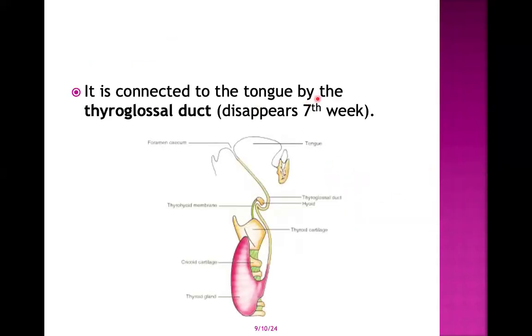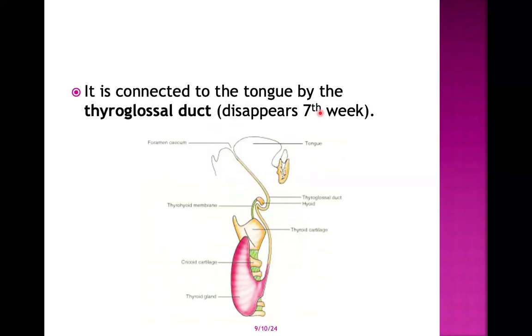It is connected to the tongue by the thyroglossal duct, but this will disappear by the 7th week. So this is the tongue, and that is the foramen cecum, which divides the tongue into anterior 2/3 and posterior 1/3. So that is the thyroglossal duct, which is connecting the thyroid gland. You can see that it's connected by this duct, known as the thyroglossal duct. But this thyroglossal duct is supposed to disappear by the 7th week.